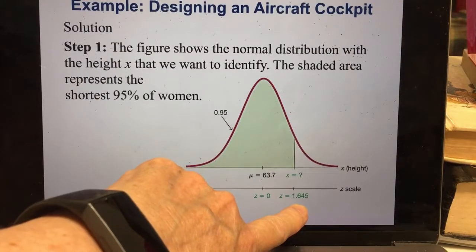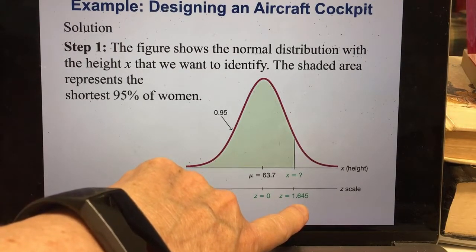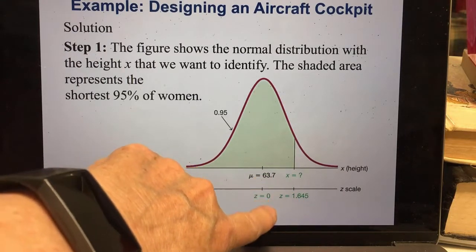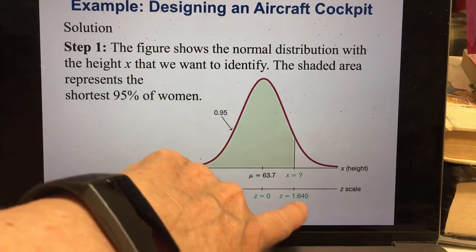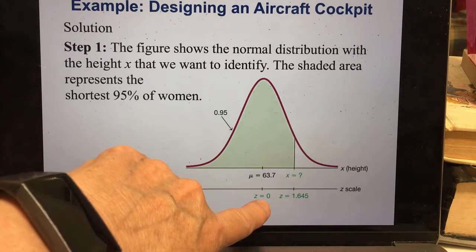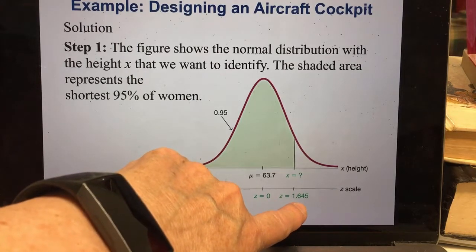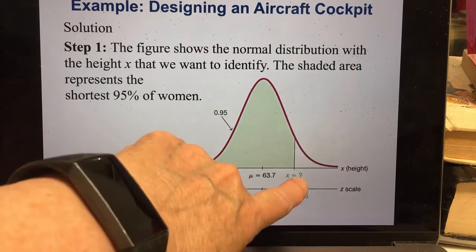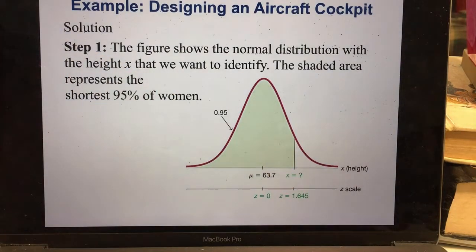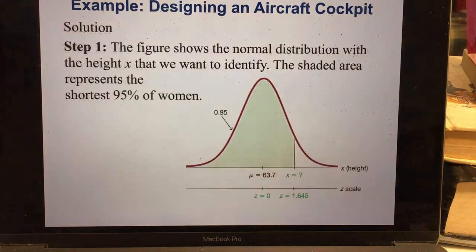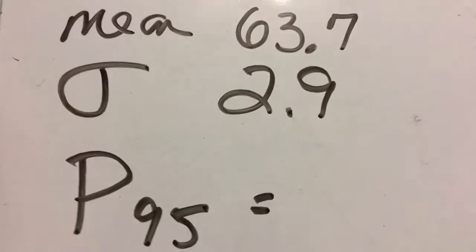All right, so over here for the z-score, they put 1.645, and they have the mean was 63.7. Once we're talking about a z-score, we're talking about the standardized normal table. So the mean is 0, and the z-score we're looking for is 1.645. We need to find the x value by using that formula that they gave us before. And we're going to do it with the formula first. So here's my little table.